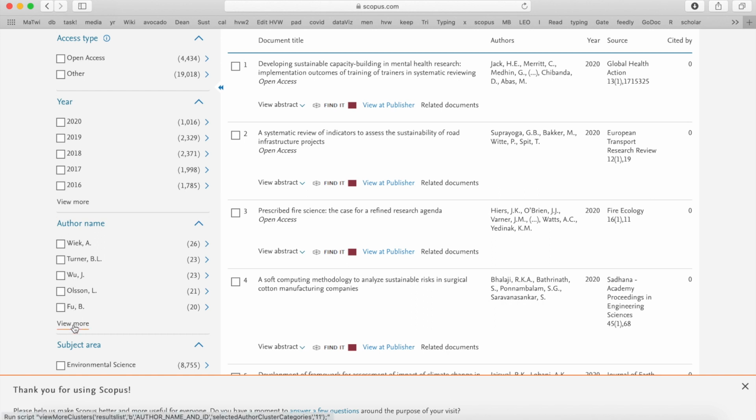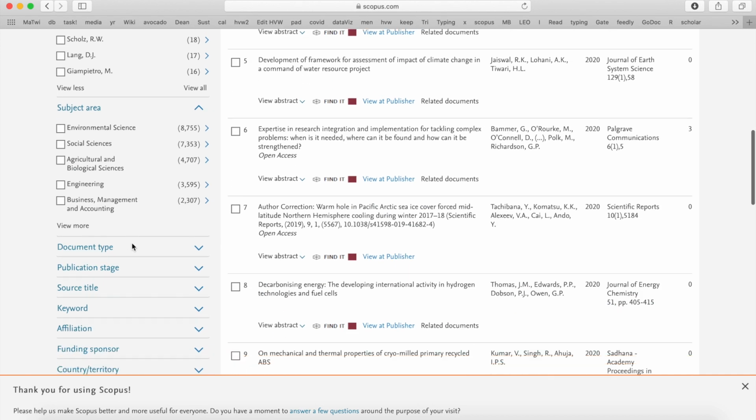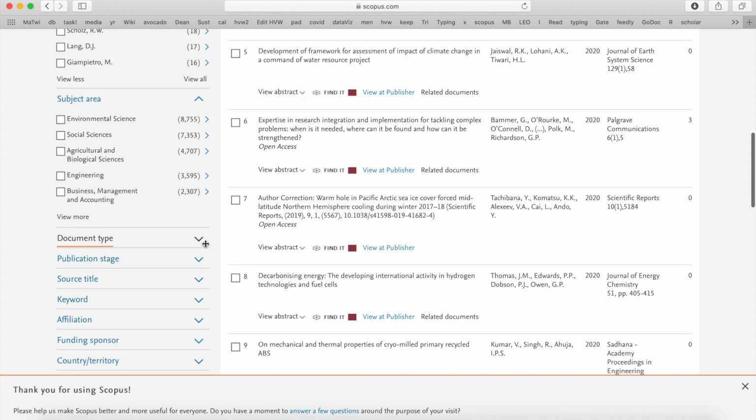Jianguo Wu from Arizona State University. So you have all sorts of people. Of course, Roland Scholz, Daniel Lang, obviously. So there you already see, okay, these are people that published. You see a lot coming here from different subject areas: environmental science, social science, agriculture, and so on. So you get that type of thing.